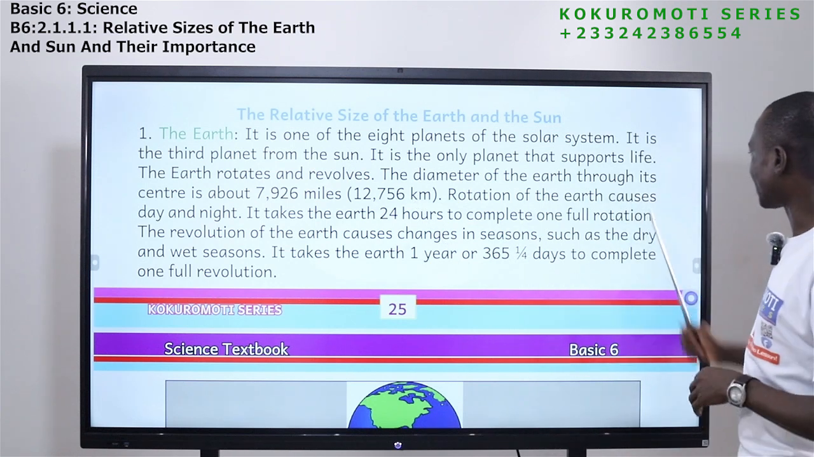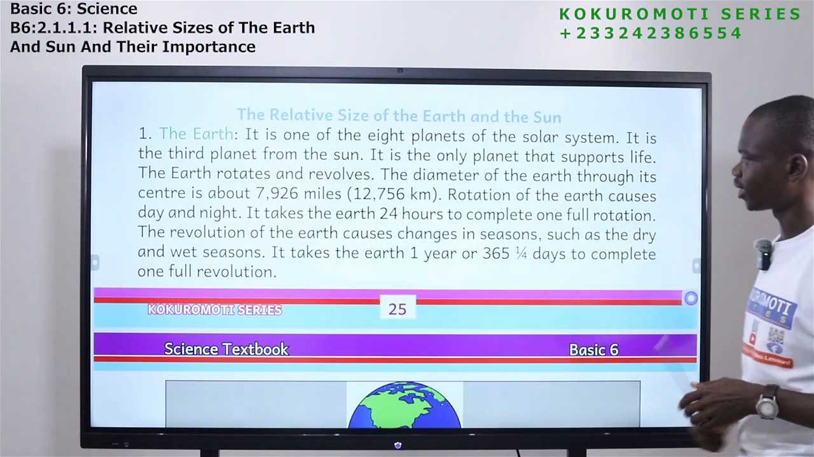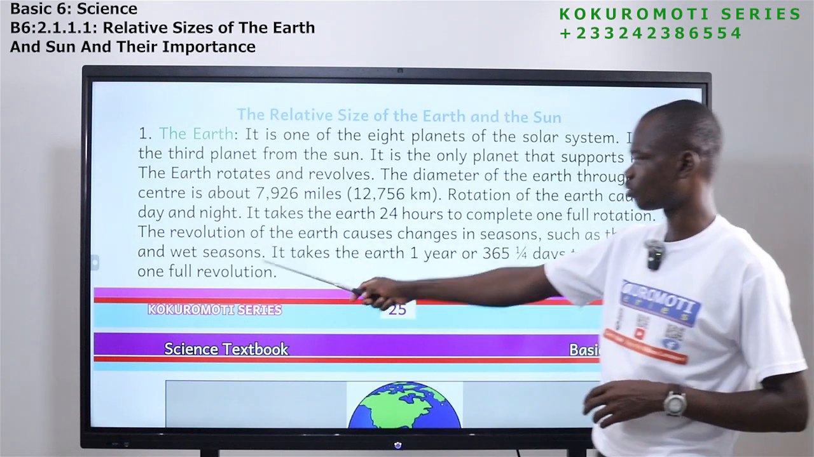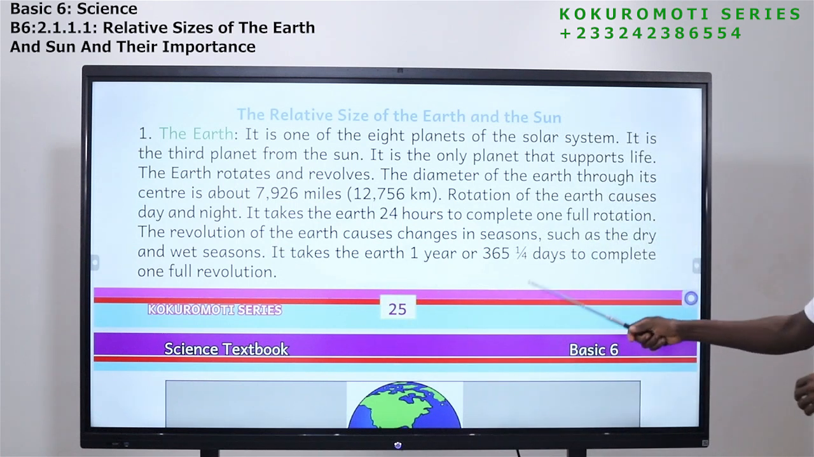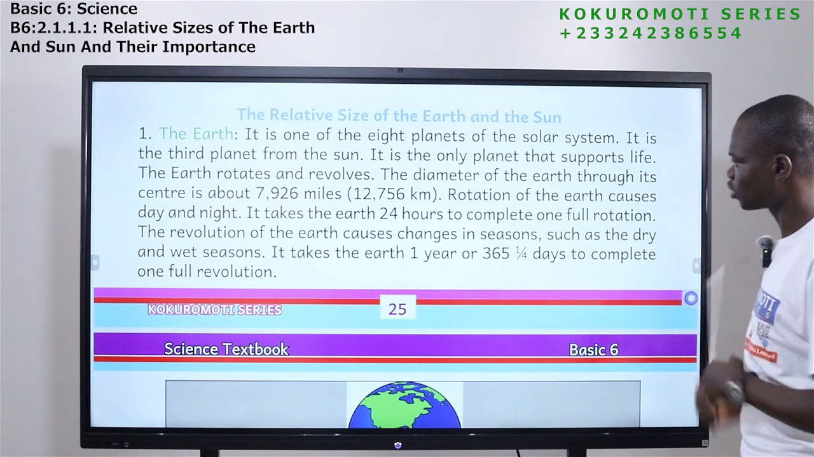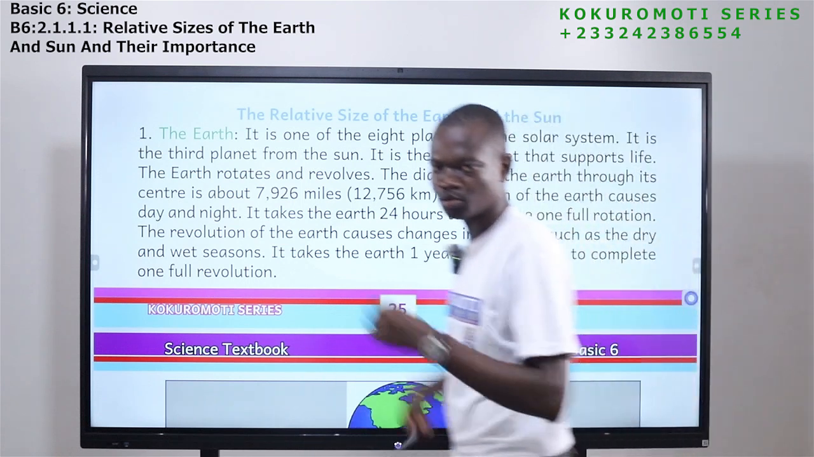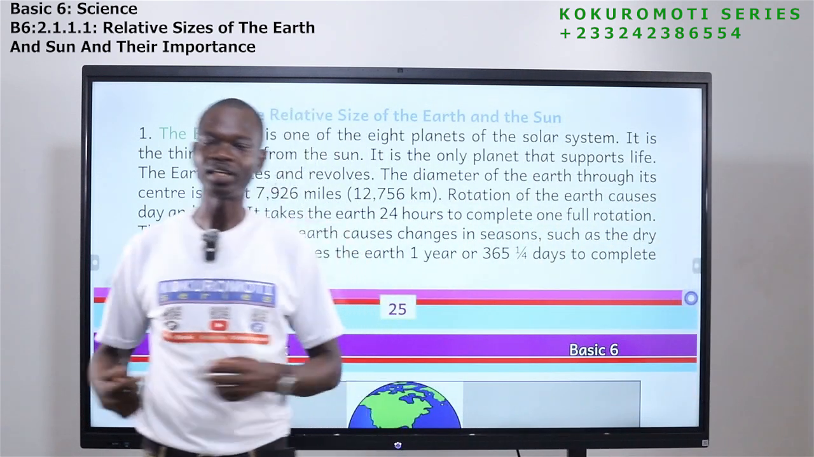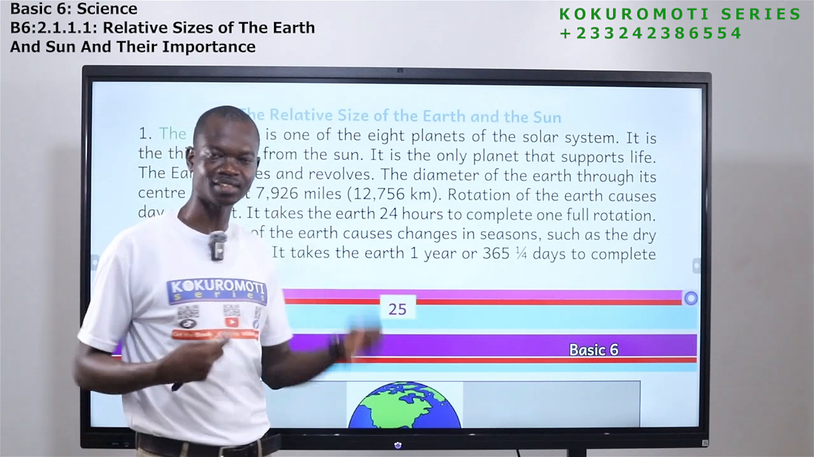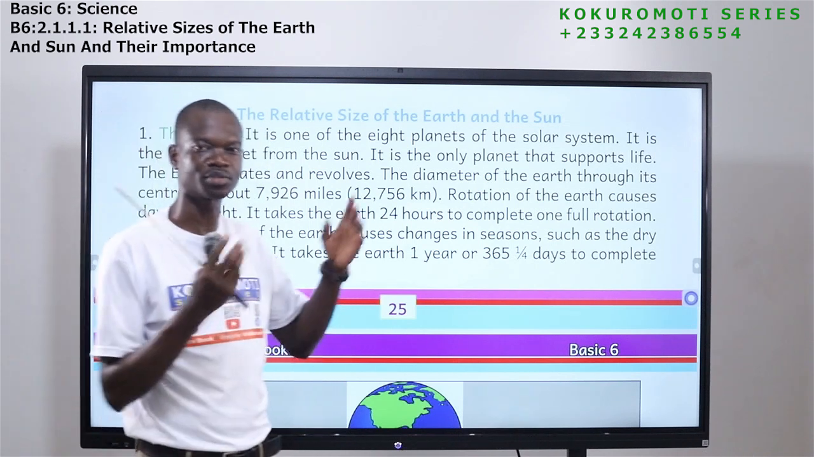Rotation of the Earth causes day and night, and it takes the Earth 24 hours to complete one rotation. Revolution of the Earth causes changes in seasons, such as dry and wet seasons. It takes the Earth 1 year or 365 and 1/4 days to complete one full revolution. So the Earth rotates, and at the same time, it revolves. Revolution of the Earth brings about changes in seasons. So some part of the year we experience dry season, some part of the year we experience what?